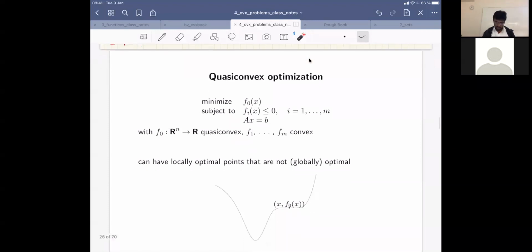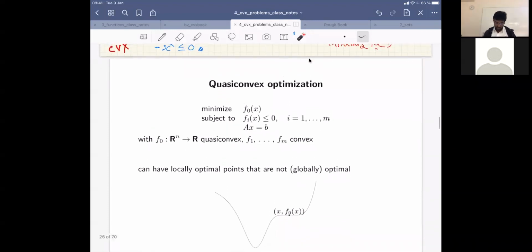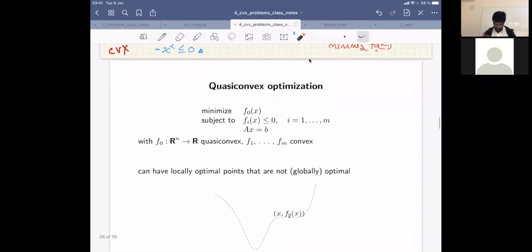We saw what a quasi-convex function is, right? And quasi-convex optimization last time. It is very similar to a convex optimization. All the rules apply here. The only thing is F0 is now not convex, it is quasi-convex. Of course, convex is also a subset of this. So in general, if F0 is a quasi-convex function, we can say that this is a quasi-convex optimization problem.